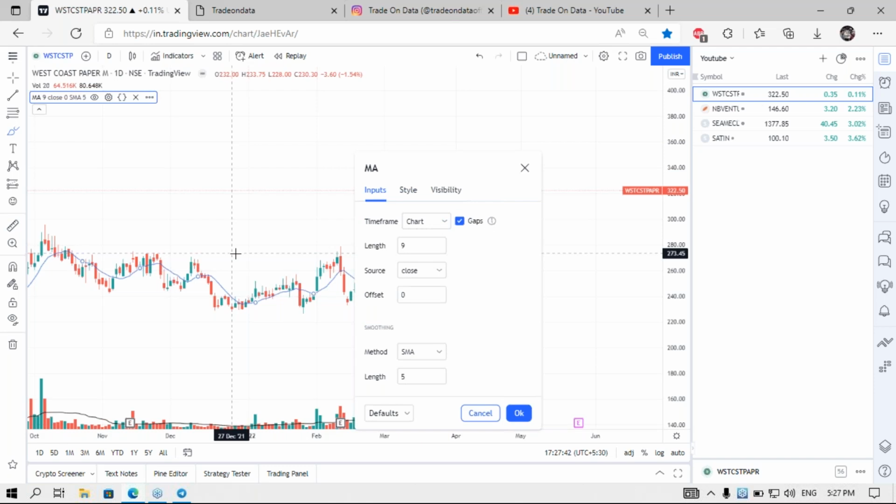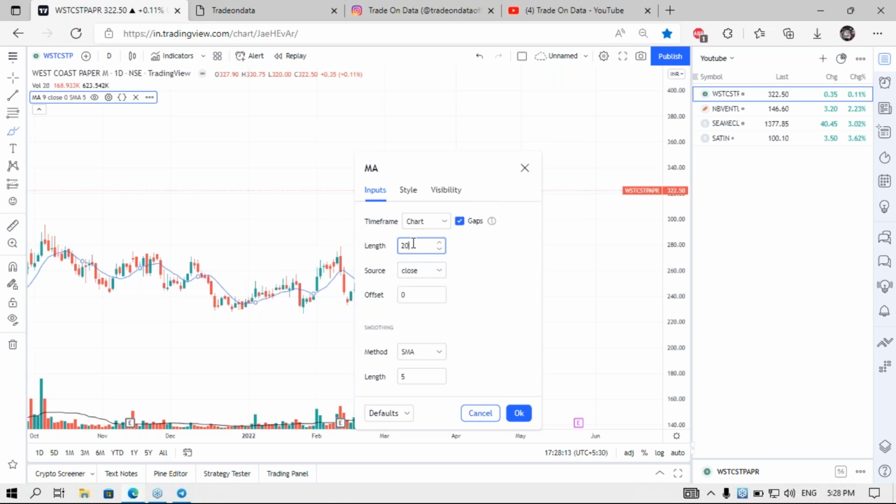The length of the moving average means it is asking for the number of candles, because moving average is dependent on the time frame. Suppose you are asking for an average of 20 days. In the daily time frame, all you have to do is modify the length to 20. Now source: what should be the source of the price? Either you want opening, closing, high or low, right?